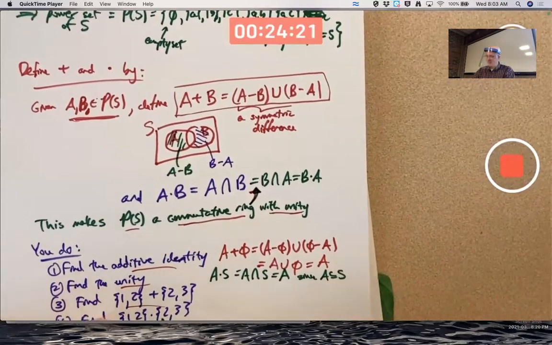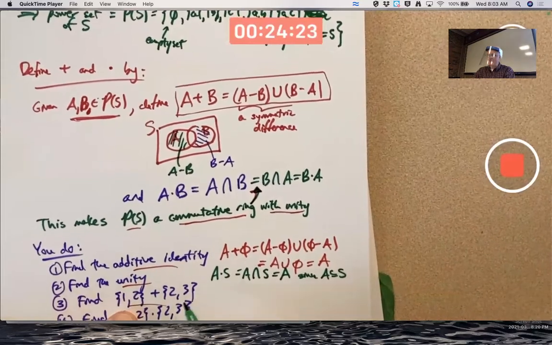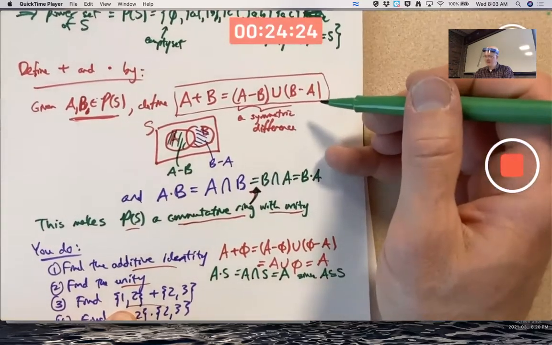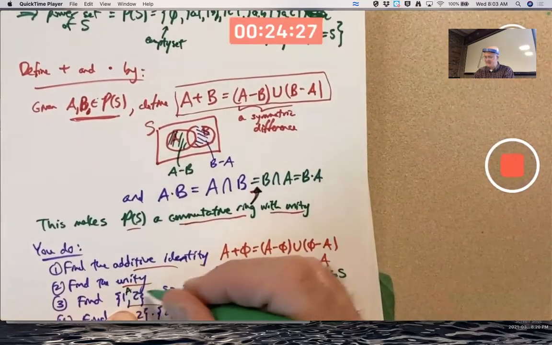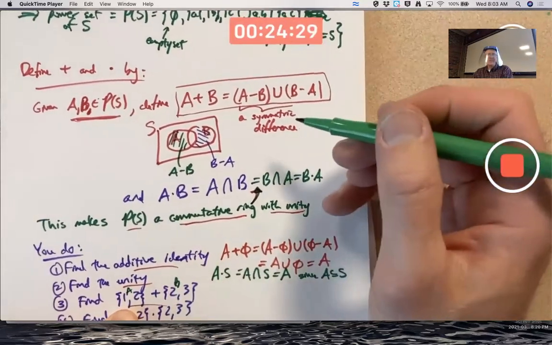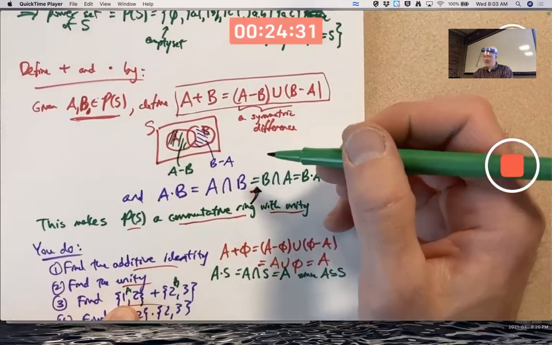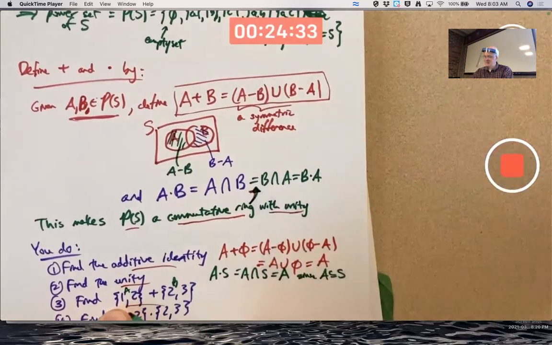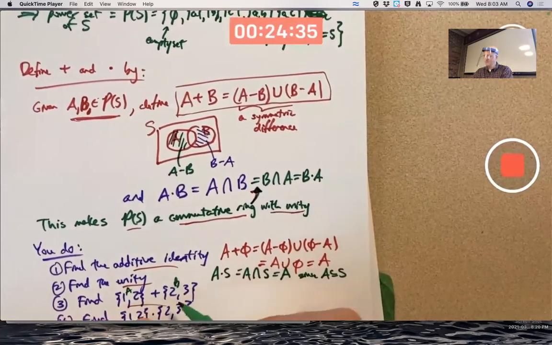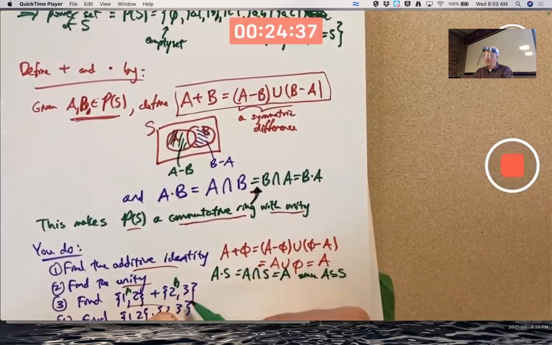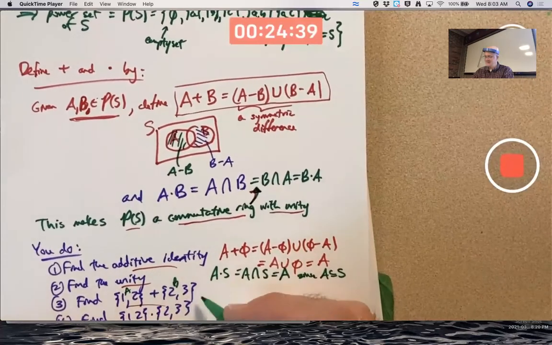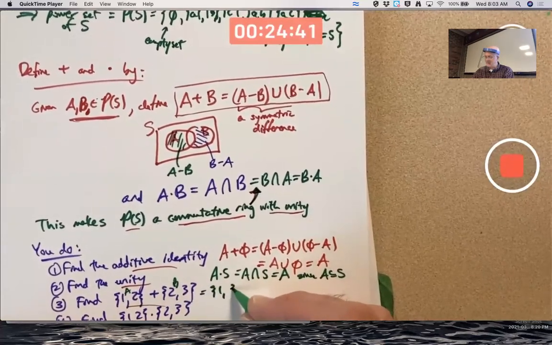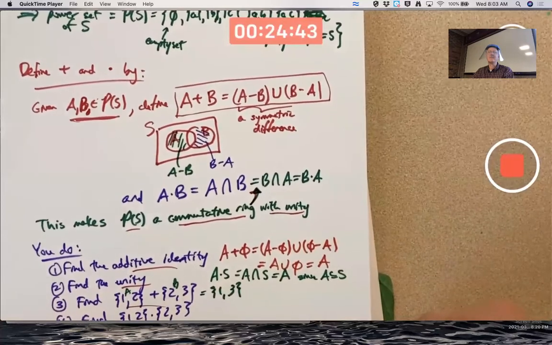What's the sum? This set plus that set. I have to go back up to the definition of the sum. Think of this as the A and this is the B. What's in A but not in B? Just 1. What's in B but not in A? Just 3. This has got to be 1, 3. Make sense?